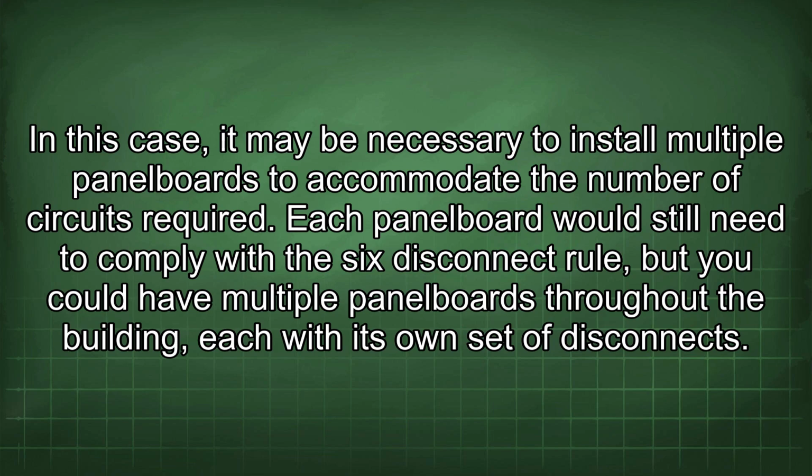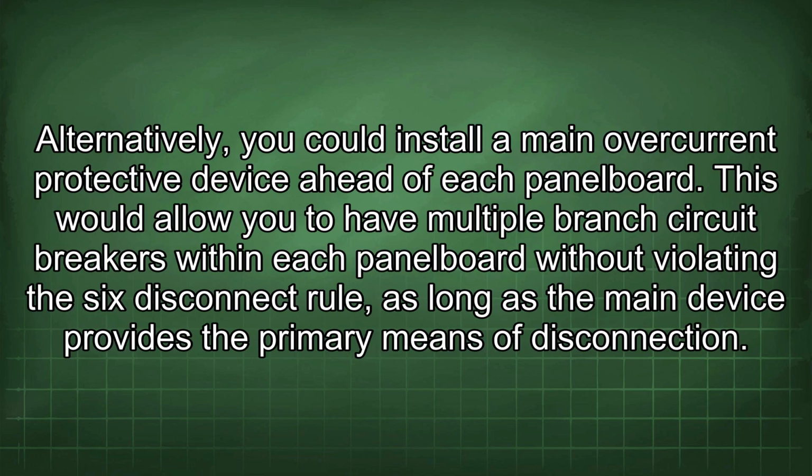Each panel board would still need to comply with the 6 disconnect rule, but you could have multiple panel boards throughout the building, each with its own set of disconnects. Alternatively, you could install a main overcurrent protective device ahead of each panel board. This would allow you to have multiple branch circuit breakers within each panel board without violating the 6 disconnect rule, as long as the main device provides the primary means of disconnection.